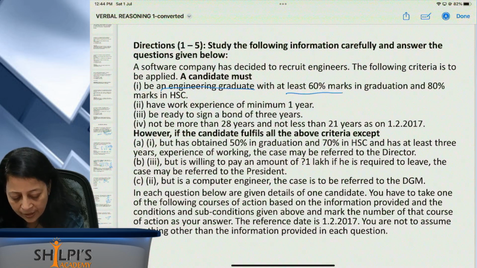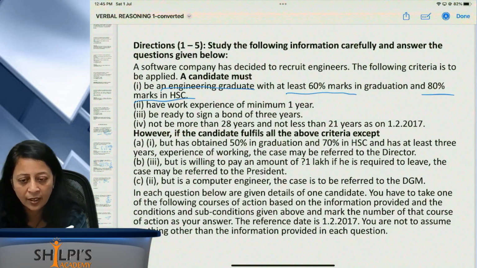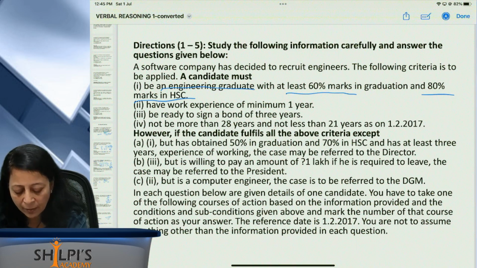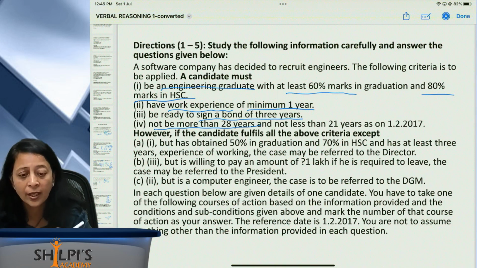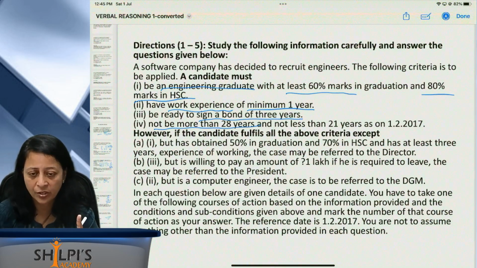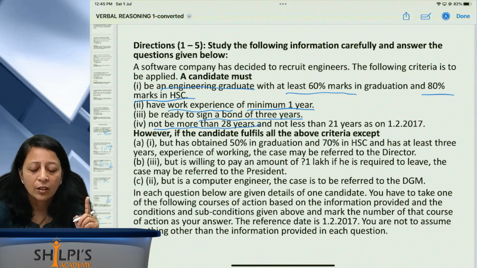With at least 60% marks in graduation and 80% in HSC, then it is okay. You should have a minimum work experience of 1 year, be ready to sign a bond for 3 years, and be not more than 28 years. So he has to satisfy all these conditions for the recruitment.